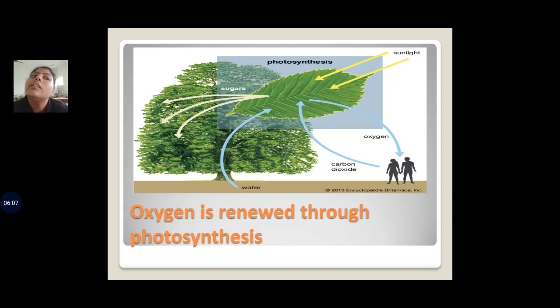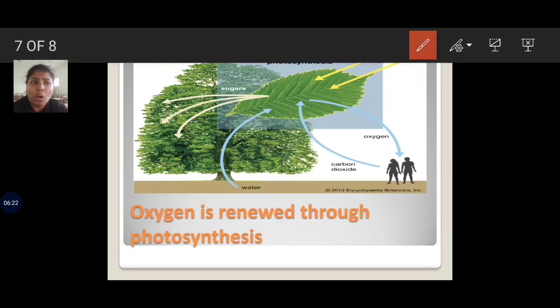Okay, the answer to this why is that the oxygen is basically renewed or recycled. If you recall the chemical representation of the reaction of photosynthesis, that is CO2 plus H2O. In order to perform photosynthesis, raw material is required, and one of the important raw materials to drive photosynthesis is carbon dioxide.